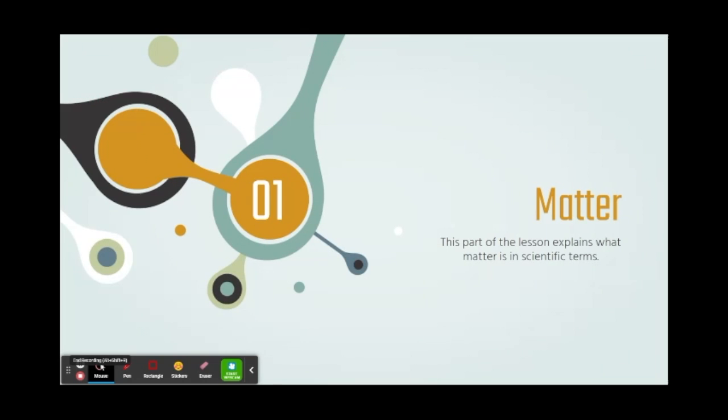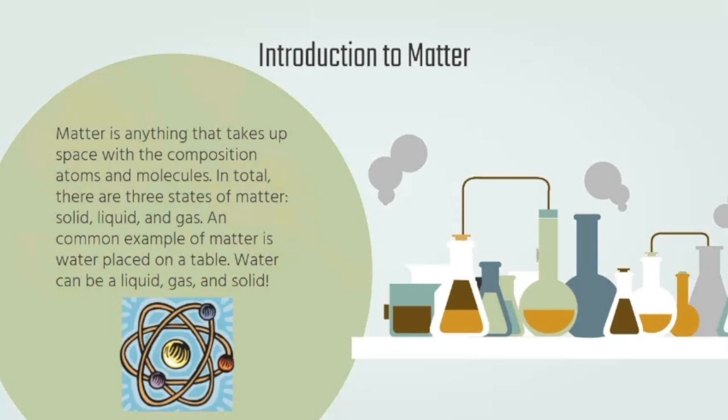In this part of the lesson, you will learn what matter is in scientific terms. Matter is basically anything that takes up space with a composition of atoms or molecules. Atoms or molecules are basically small elements that make up stuff. In total, there are three states of matter: solid, liquid, and gas. A common example of matter is probably water placed on a table. Water is the only substance that can be liquid, gas, or solid.